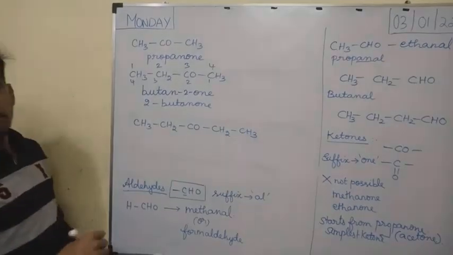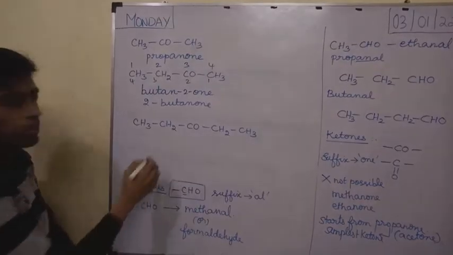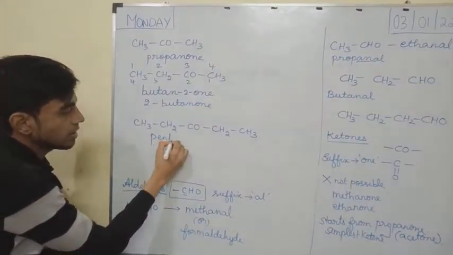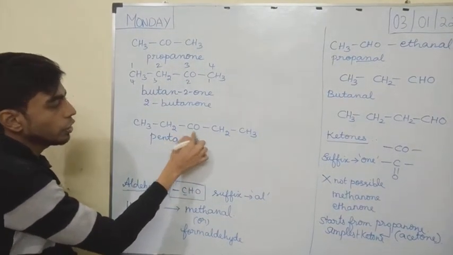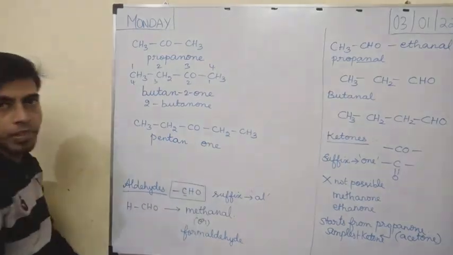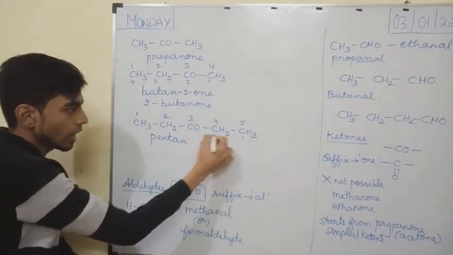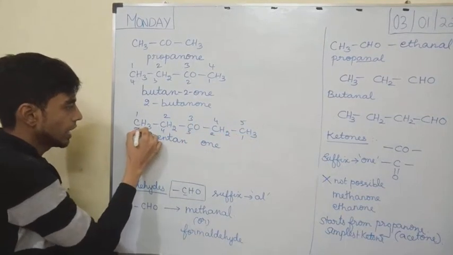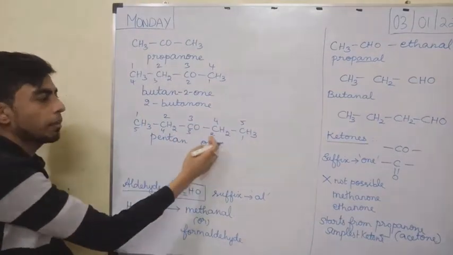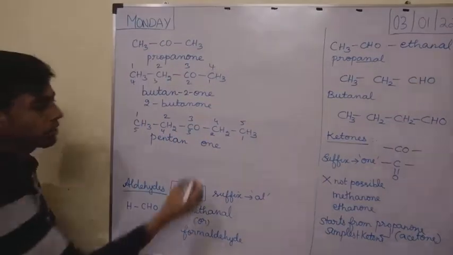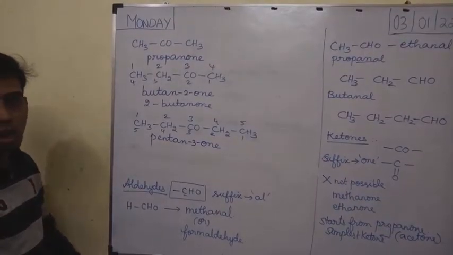Can you tell the name for this one? How many carbons are there? 5 carbons means it is pent-. Single bond means -an-. The ketone group is present, so -one. What is the position? Number from this side and from this side: if you number from this side, it is getting the number 3, and from this side also, it is getting the number 3. So pentan-3-one is the name of this compound.